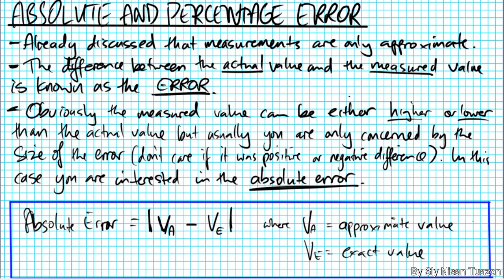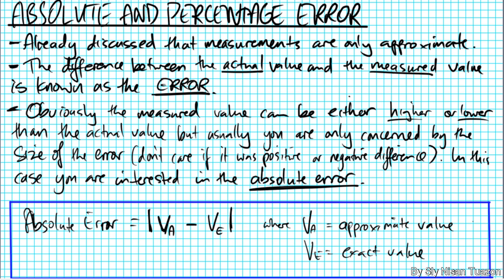Alright guys, this is the new video on absolute and percentage error, the next part of your topic. So we've already just talked about how the measurements that you take are comparing against a known scale, and they're always only approximate, they're never the actual real result. And the difference between the actual value and the one that you measure we call the error.